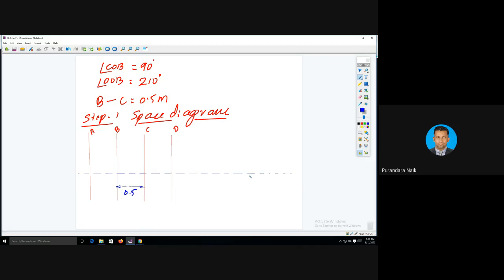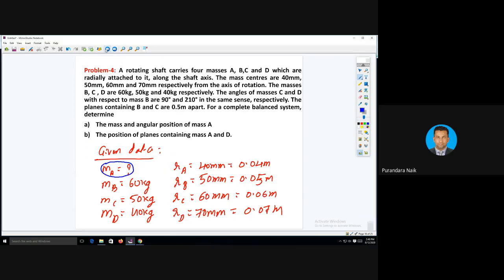And let us go to the side view. Mark a point somewhere here. This is the starting point O. So here all the masses are hinged on the shaft. Next is the first one. You need to select a reference mass. Which one is the reference mass here?